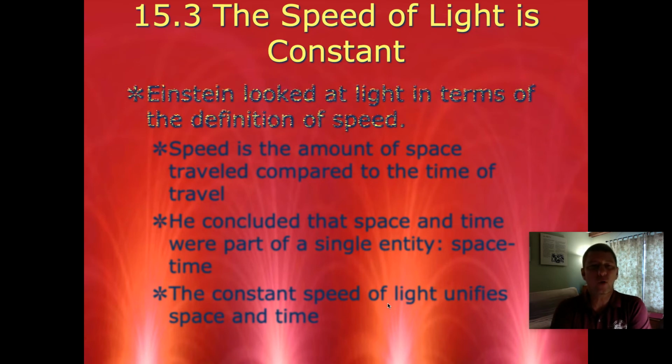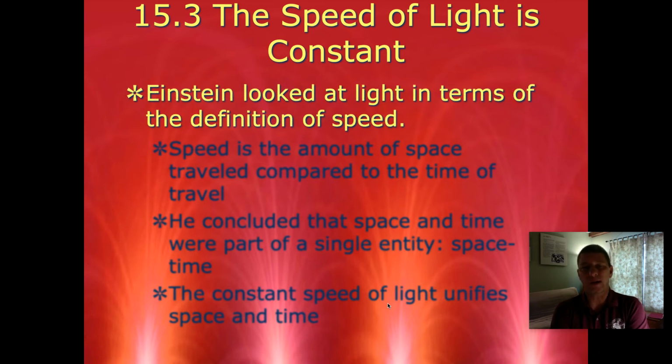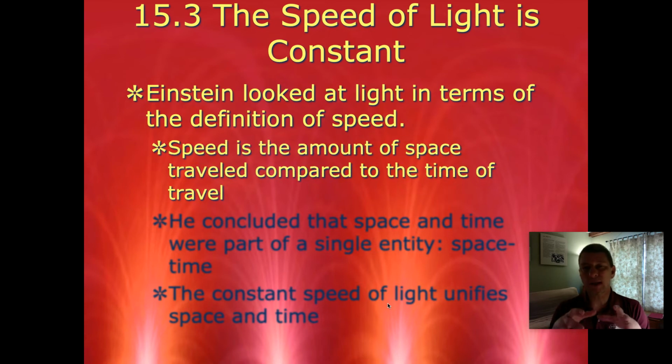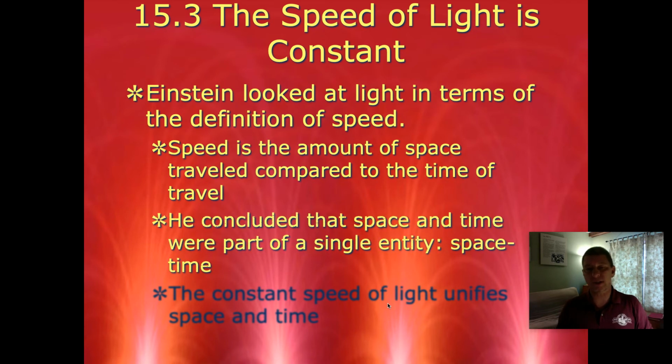Einstein started this whole discussion by looking at light in terms of the definition of speed. One of the first things we talked about in this class was the definition of speed. What is speed? It's the amount of distance traveled over the amount of time. So Einstein looked at it as separate quantities. Speed, he said, was the amount of space that was traveled through compared to the amount of time of travel.